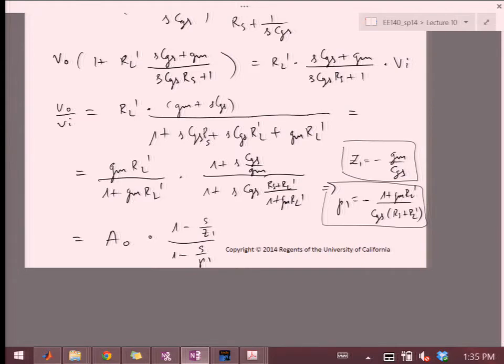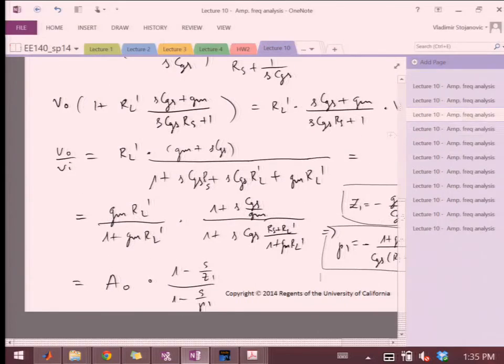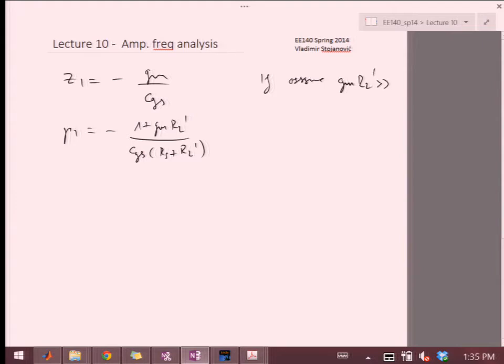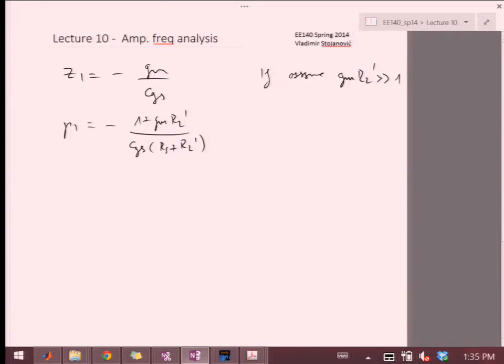So we can then do a little bit of an analysis here. Let me put it on the other side so it's a little clearer. CGS, and then p1 is minus 1 plus gm RL prime over CGS times RS plus RL prime. So if we assume that gm RL prime is much bigger than 1, and we also have that RS is a bit smaller than RL prime, which is typical, your input source impedance is supposed to be low, your load is supposed to be high, so you can get some gain.